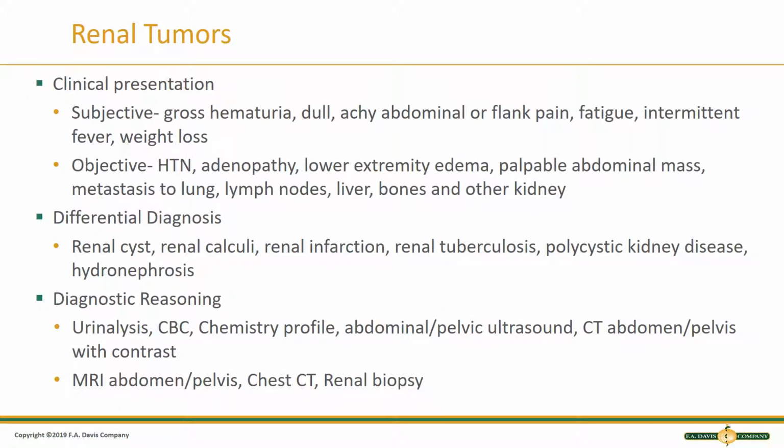They can be primary or from a malignant process. The symptoms that your patient is going to experience are going to be different based on the size of the tumor and the etiology of the tumor. The clinical presentation of these patients, they may see gross hematuria. You may see hematuria on a urinalysis, and we'll talk about that in a second. They may feel a dull, achy abdominal or flank pain, likely going to be tired. They may have intermittent fevers, and they may experience weight loss.